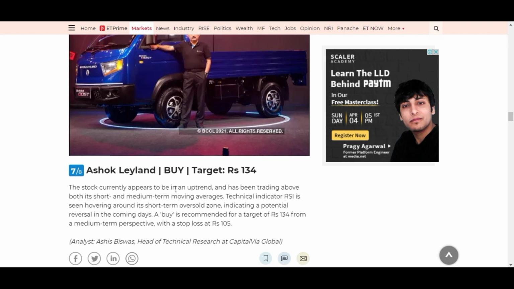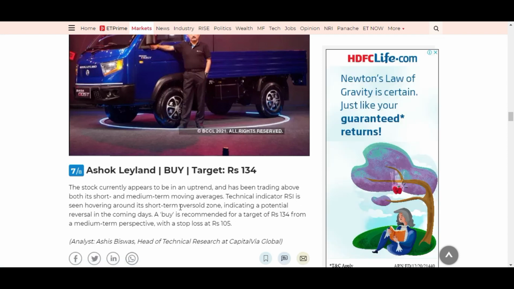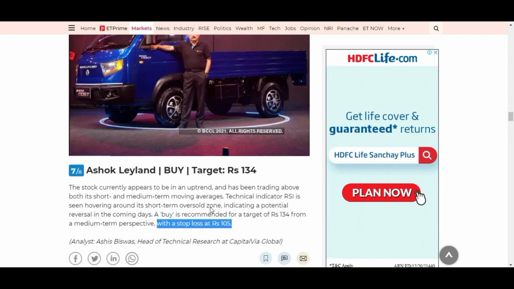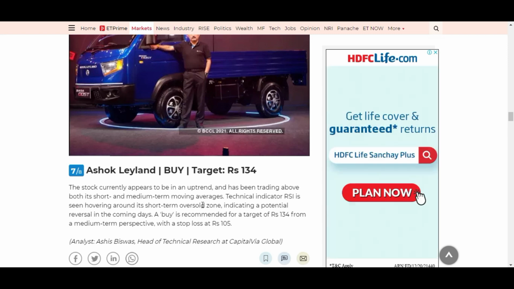The stock currently appears to be in an uptrend and has been trading above both its short-term and medium-term moving averages, and technical RSI. So you see all the technical recommendations, and the buy price is 134 and the stop loss is 105. Now let's analyze this particular stock in our dashboard and see how we can get the confidence of buying this stock, whether we are seeing this support level in the data also or not.